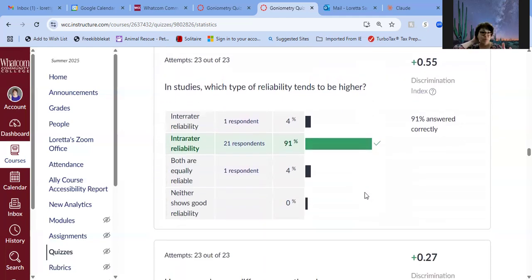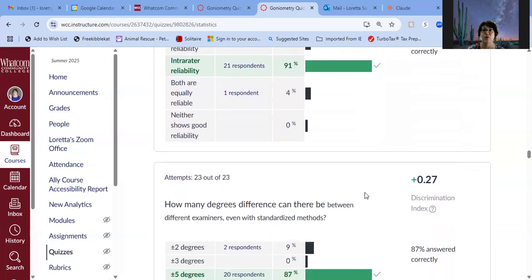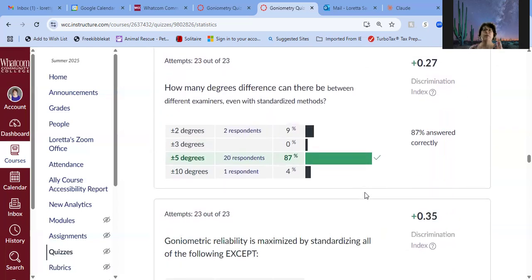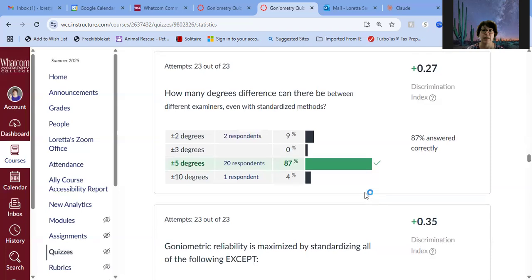And interestingly enough, most people got that intra-rater reliability is higher. So it's higher when I measure and then I measure again versus when I measure and then you measure. And then the next one was the difference there can be between two different examiners. Plus or minus 5 degrees is what the research shows, and most people got that.